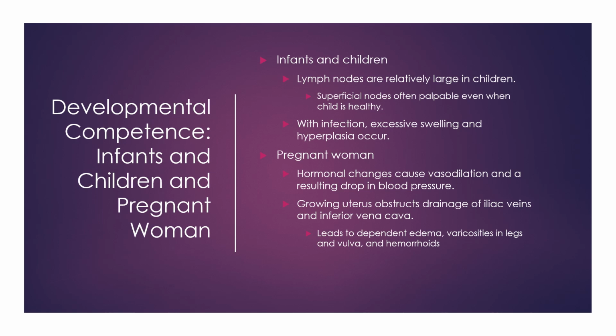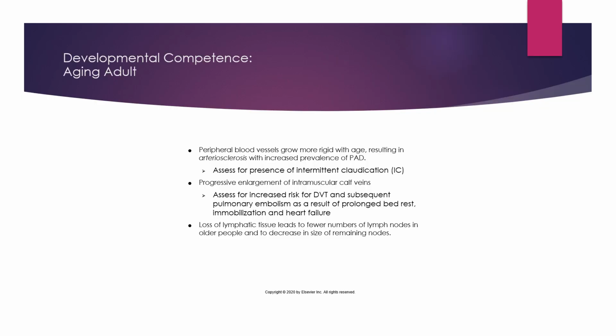And then as we look at our older adults, our peripheral arteries grow more rigid with age. This is termed arteriosclerosis, and this produces a rise in our systolic blood pressure. Now, don't confuse this with atherosclerosis, or the deposit of fatty plaques on our arteries. So we're talking about arteriosclerosis in this process. Both processes are present in peripheral artery disease in aging adults.